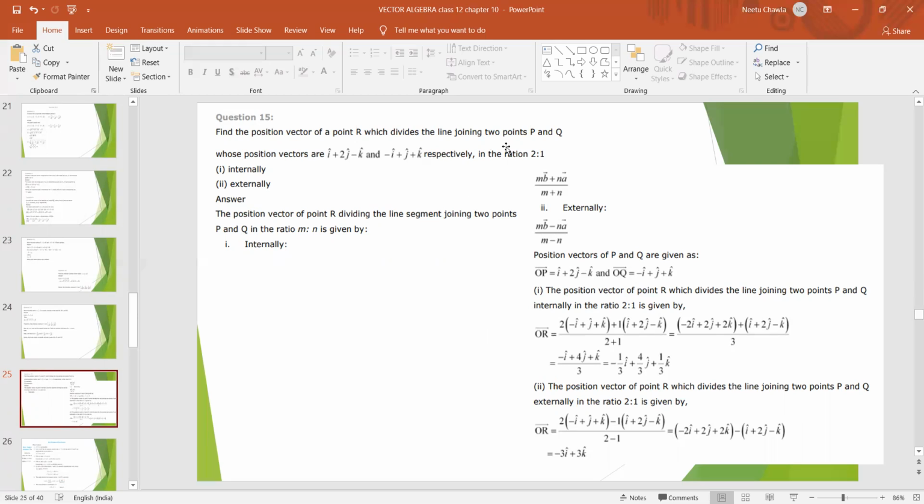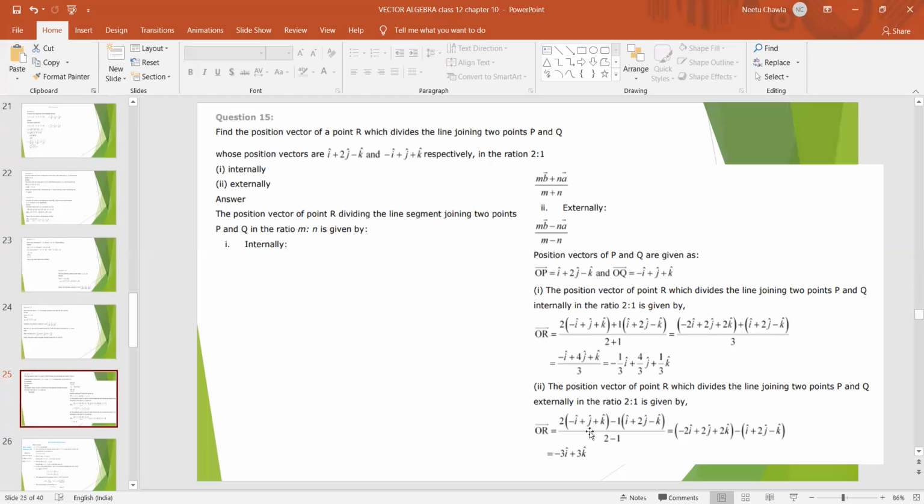So we are multiplying m and n. m is 2 and n is 1. So this 2 will be multiplied with b, so it is written here, and this 1 will be multiplied with a vector, which gives me this. The i and i vectors will be combined, j and k will be combined, which gives me minus i plus 4j plus k upon 3. So which gives me minus 1 upon 3 i plus 4 upon 3 j plus 1 upon 3 k.